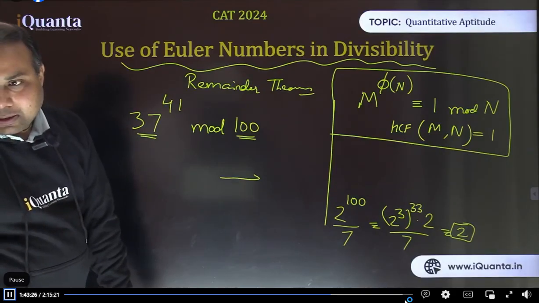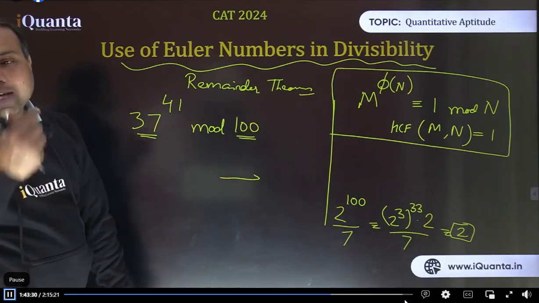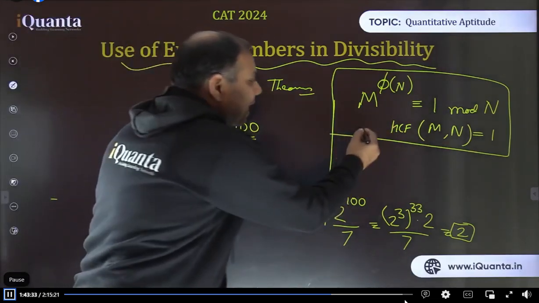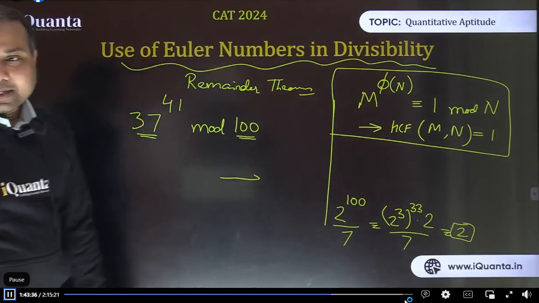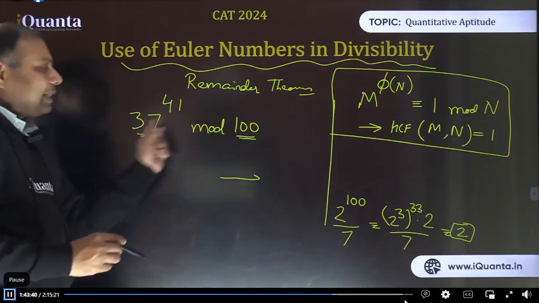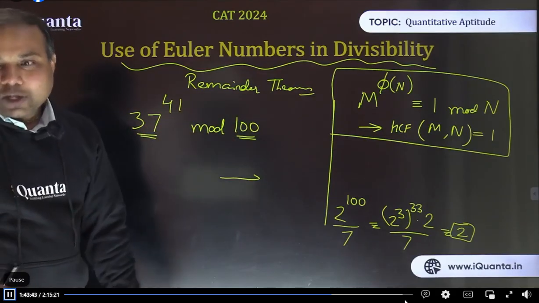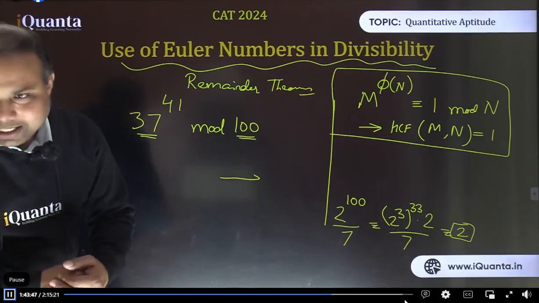What do we need to check? Whether we can use it or not. How do I get to know? I need to see this condition that HCF of m and n should be 1. And here 37 and 100 are co-prime. They do not have any common factor. So we can use it. Wonderful. Yes, they should be co-prime. Excellent. So that is the first thing we should check.